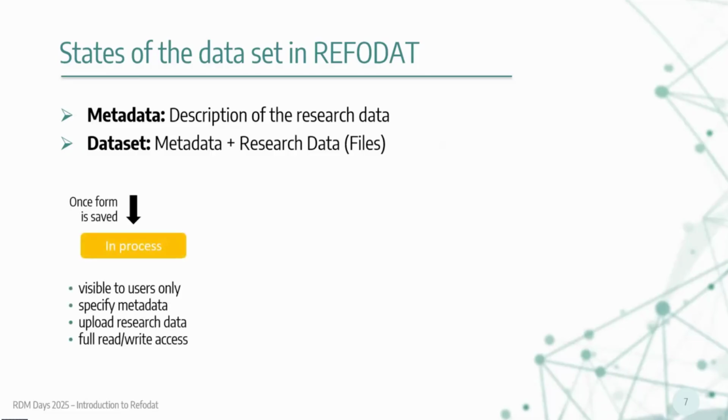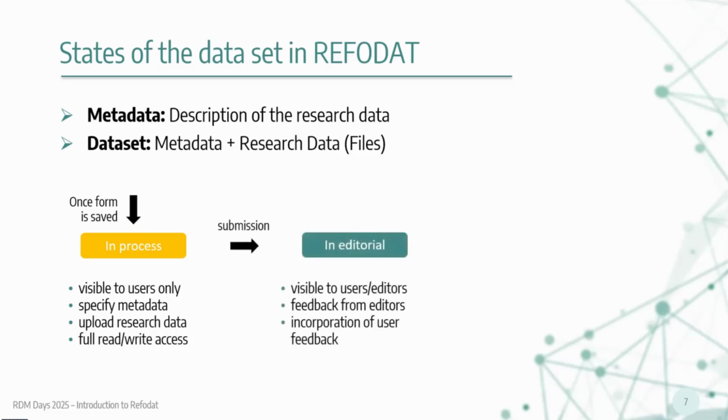Once the form is saved in which you've put in your metadata, your record will have the status in process. And in this status, the record will only be visible to the user that put in the metadata. You can specify your metadata there, work on them, and then upload your research data. And in this stage, you as a user will have full read and write access to your record.